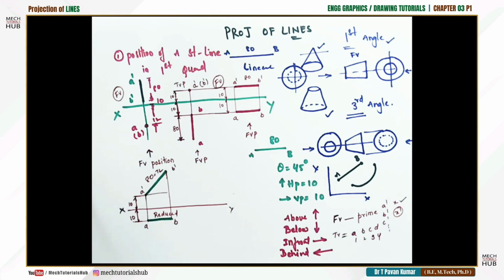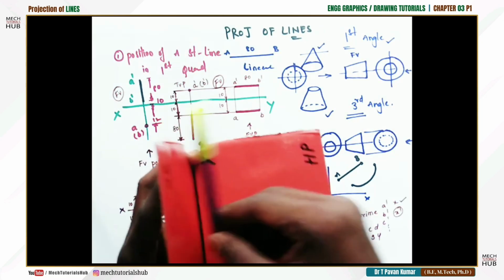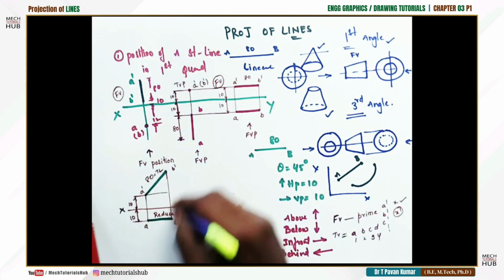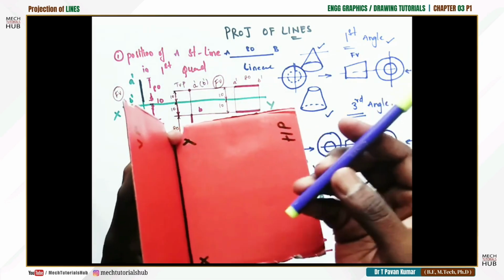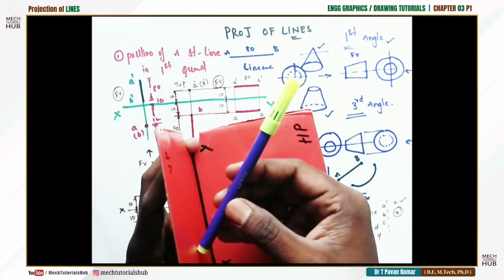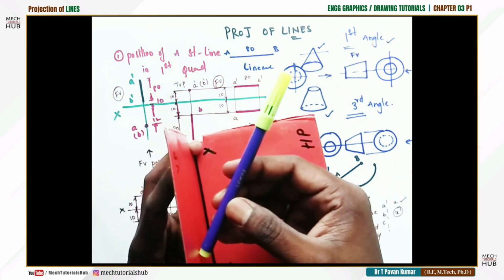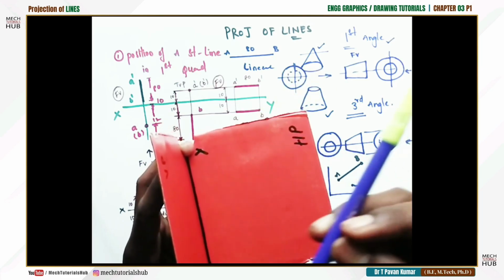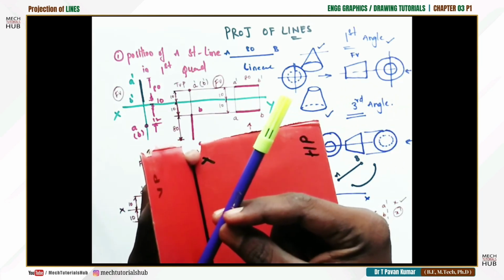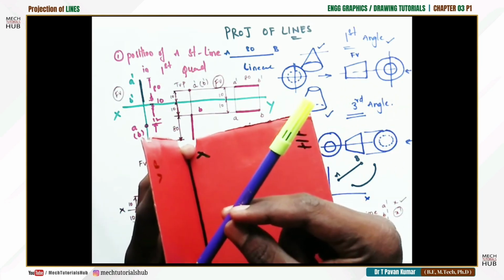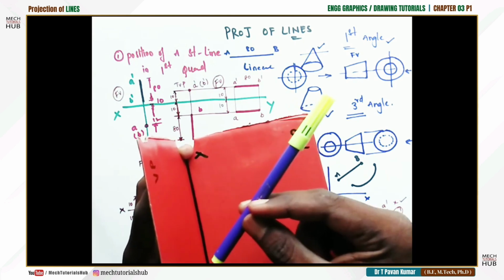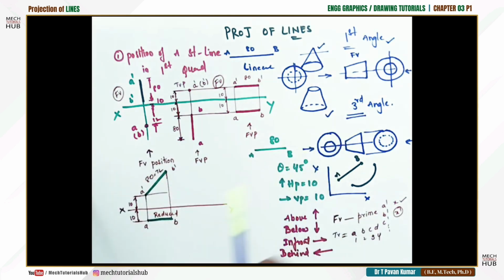Let us go with the next condition. If it is inclined to VP and parallel to HP, this is the case we have drawn already, the same case again in a reverse way. The line is inclined 45 degrees to VP and parallel to HP, placed at a distance of 10 mm in front of VP and 10 mm above the HP. We are considering this front and above distance constant.